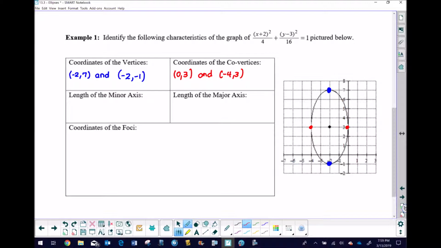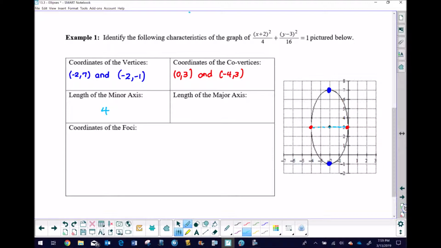The length of the major and minor axis are typically going to be very easy, especially if you're given the sketch of the graph. The major axis is, actually let's do the minor axis first, it's listed first. It's just the smaller of those two axes. In this case, the distance all the way across is going to be a 4. Right?